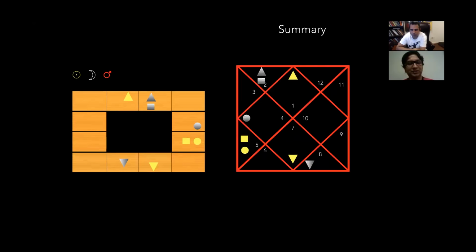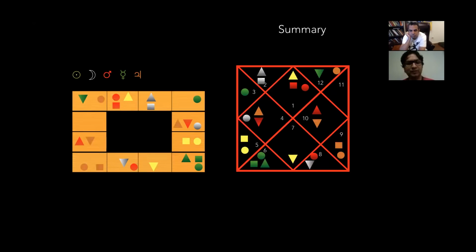The next planet is Mars, and the Mars Rashis are highlighted here. Mars is getting exalted in Capricorn, debilitated in Cancer, Multrikon in Aries. It's lord of Scorpio and Aries, as you can see here. Now Mercury is getting exalted in Virgo, Multrikon in Virgo, debilitated in Pisces, and so on. So here I'm just adding up the dynamic balance Rashis of all the planets.